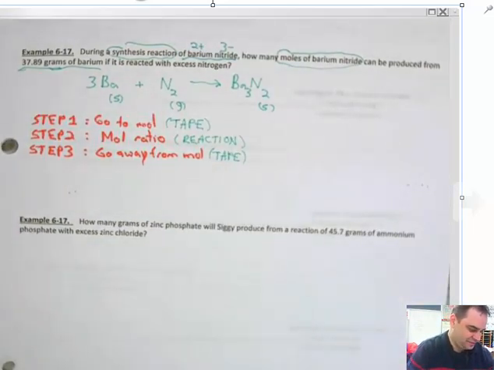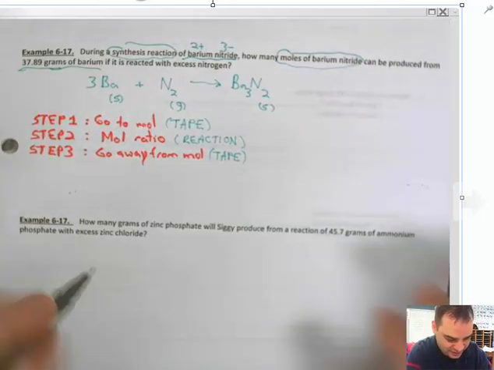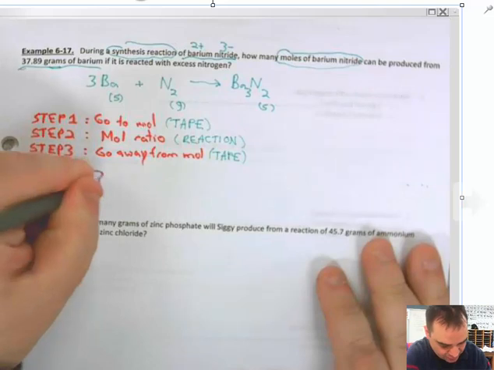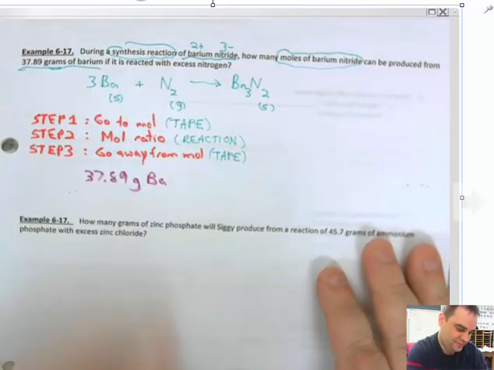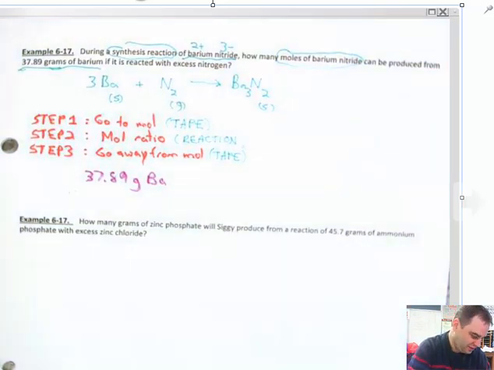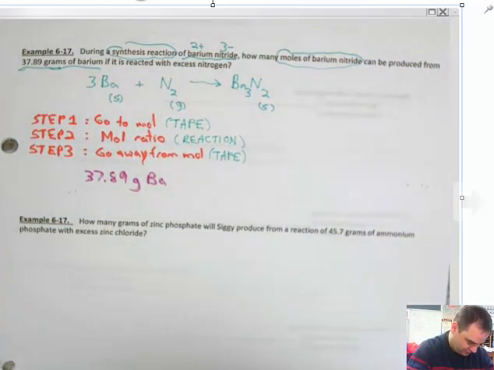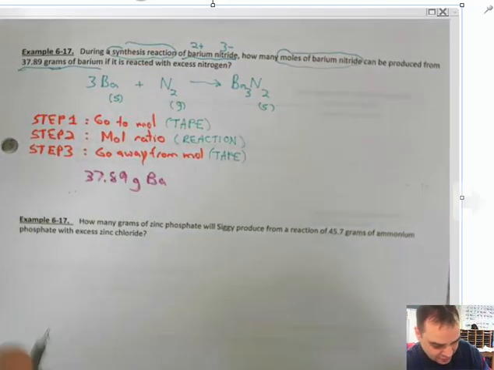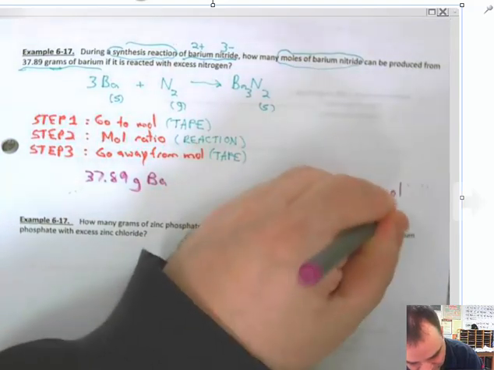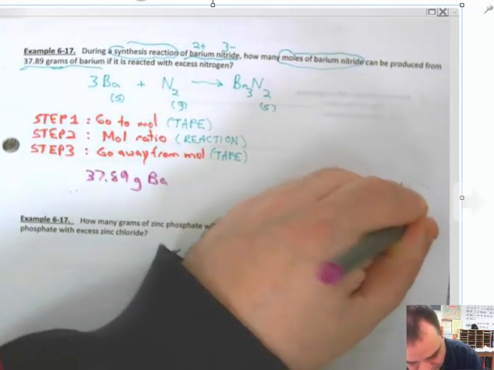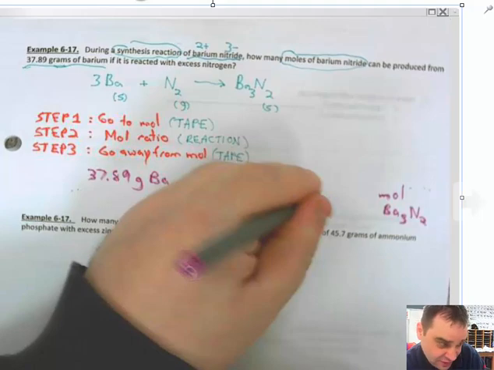So, let's look at this problem here. We are starting off with 37.89 grams of barium. Okay? We are not at moles. We also need to focus on where we are trying to find here. We are trying to find moles of barium nitride, correct? When we eventually get done.